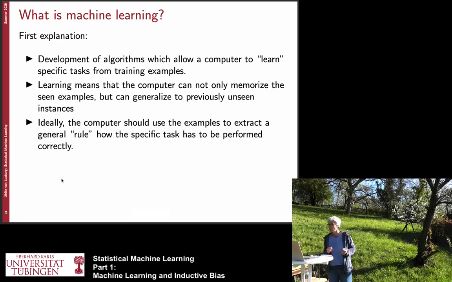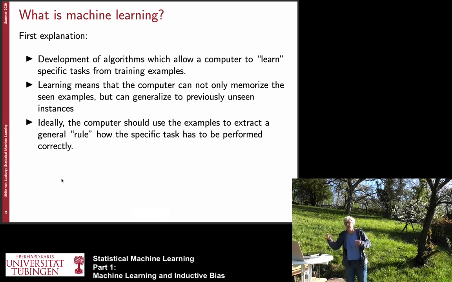Ideally, the computer should use the examples to extract a general rule for how the specific task has to be performed correctly. So what happens in the background, or what is supposed to happen, is that the computer takes these training examples. It has some mechanism by which it can generate a rule, and we are going to talk about many of these mechanisms in the lecture. And then hopefully a new function comes out that is able to solve this task in a very general way.